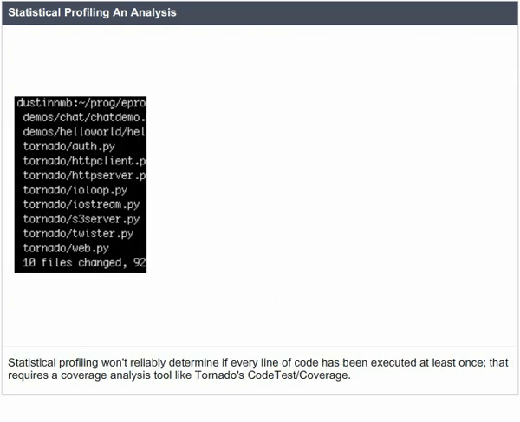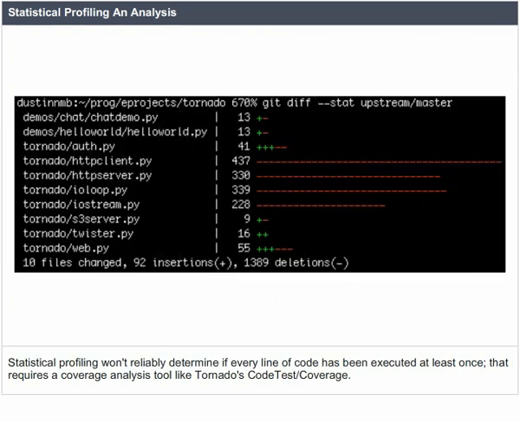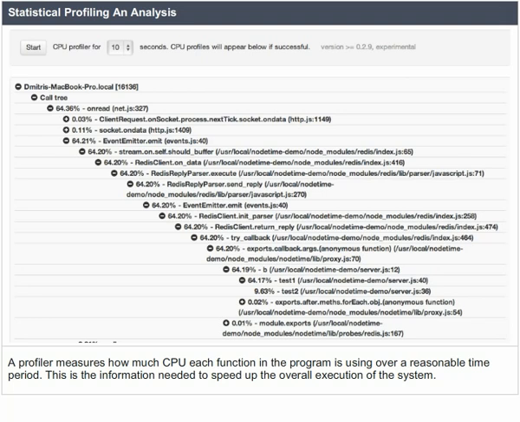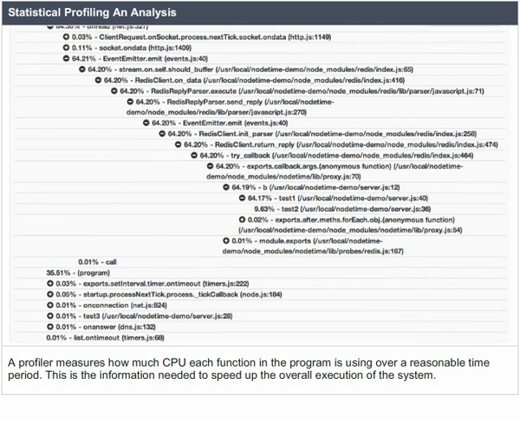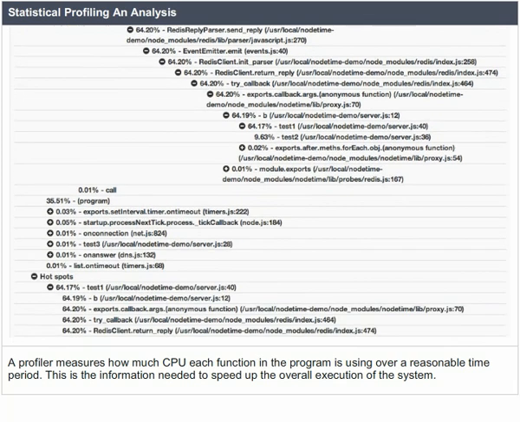Statistical profiling won't reliably determine if every line of code has been executed at least once. That requires a coverage analysis tool like Tornado's CodeTEST or coverage. A profiler measures how much CPU each function in the program is using over a reasonable time period. This is the information needed to speed up the overall execution of the system.